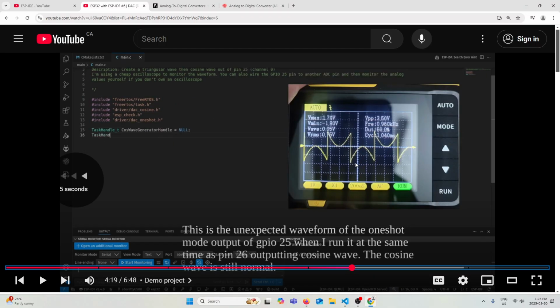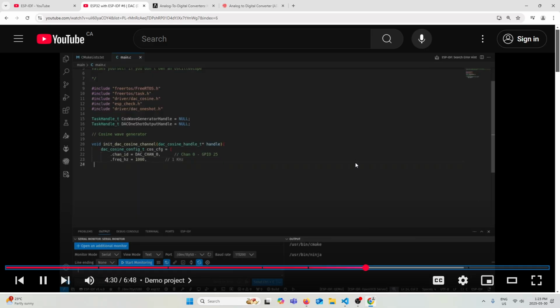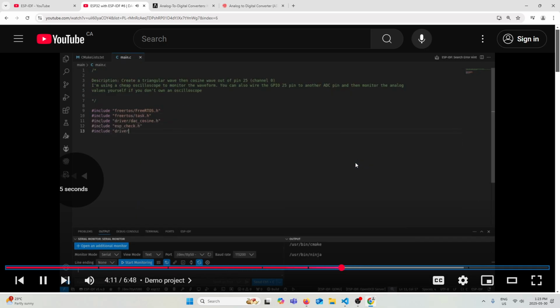One shot, right? One shot. But take a single digital value, then output the desired voltage directly. Yeah, okay. Terminate it and switch to the cosine.